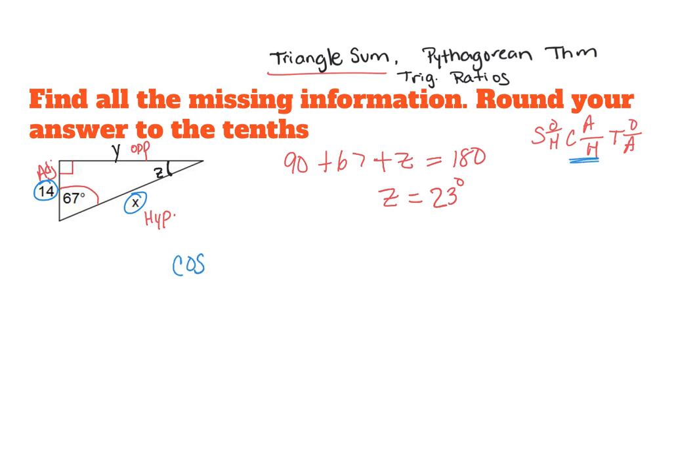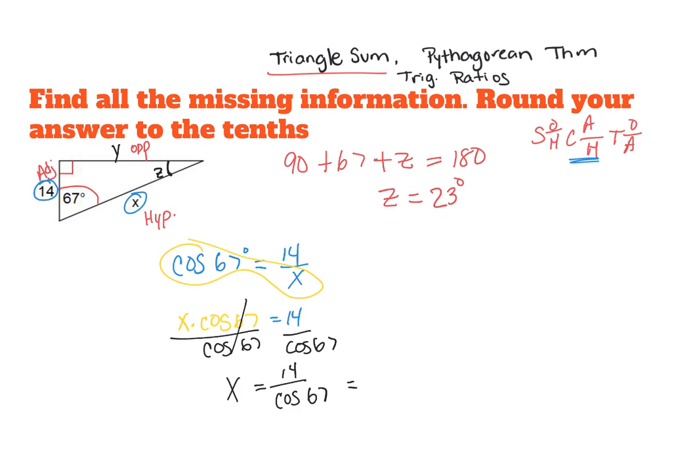So cosine of 67 degrees has to equal adjacent over hypotenuse. And now I'm going to solve for X. So X is equal to 14 over the cosine of 67. And at that point, I can go to my calculator to find a decimal answer. After rounding my answer to the nearest tenth, X is going to equal 35.8.